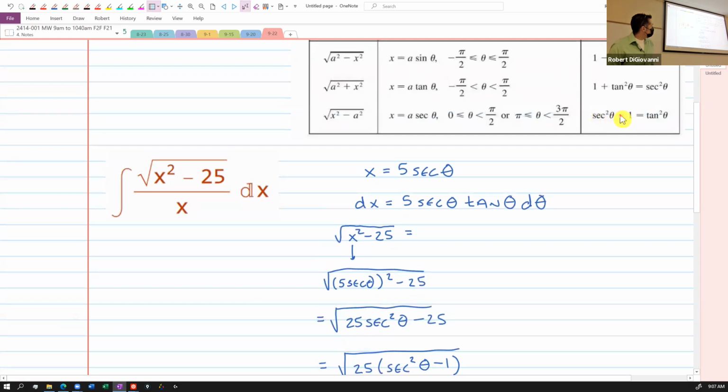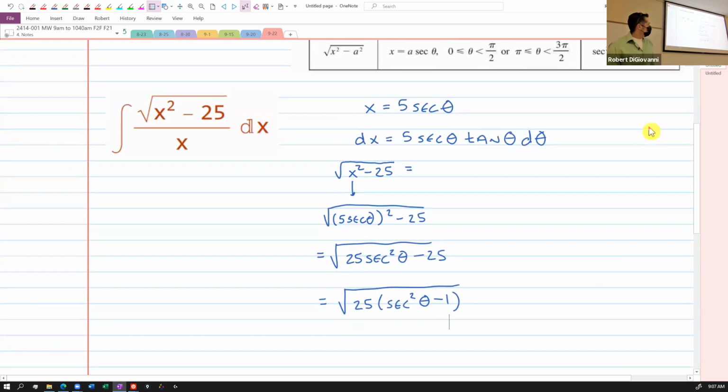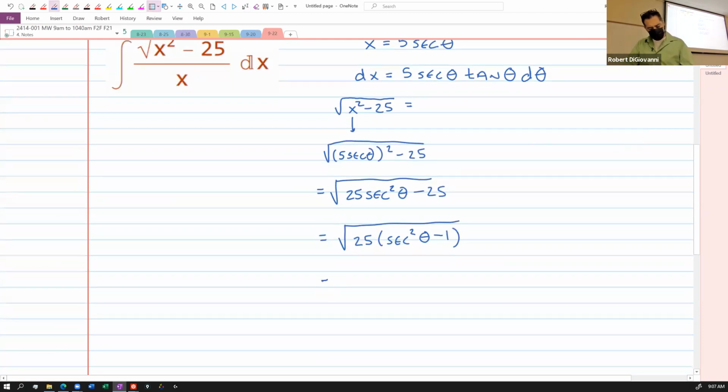Now, what is secant squared theta minus 1? Well, there you can use the chart. That's tangent squared theta, right? So I can replace that in parentheses with tangent squared theta. And now I take the square root of both of these, which would leave me with 5 tan theta. That makes sense?